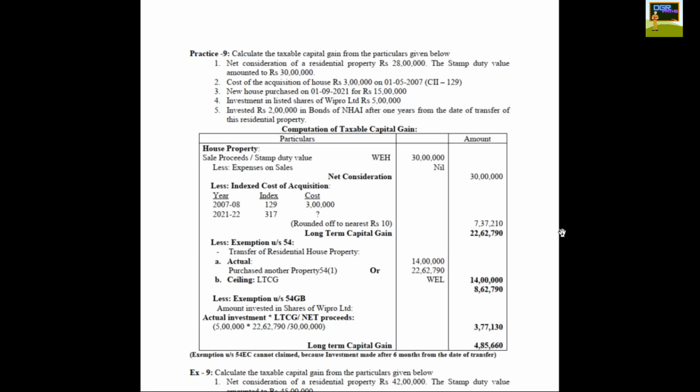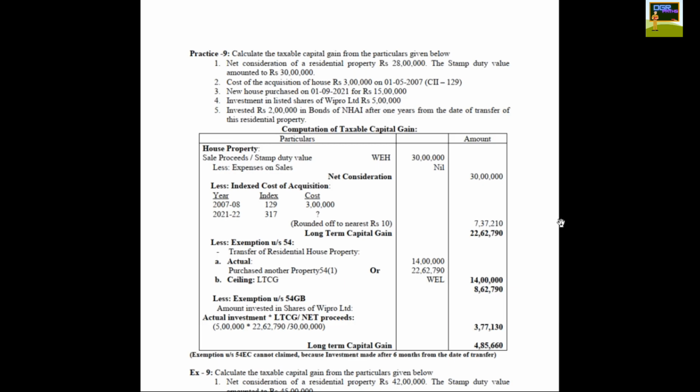Capital asset is house property. Sale proceeds or stamp duty value, whichever is higher, 30 lakhs. Less expenses on sale nil. So net consideration is 30 lakh. Less indexed cost. In the year 2078, index is 129, cost is 3 lakh. So the indexed cost for the year 2021-22, index 317, will be 7,37,210.